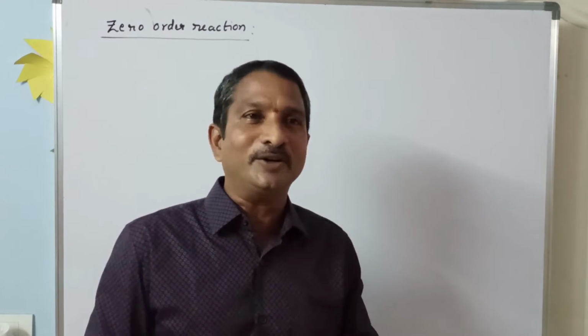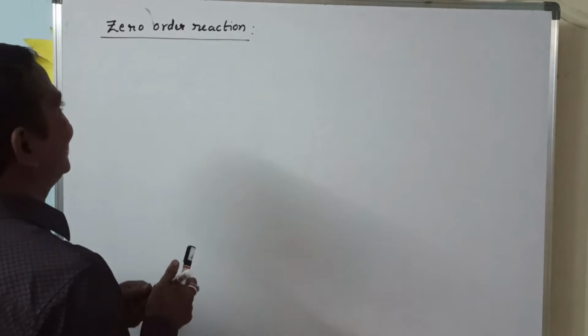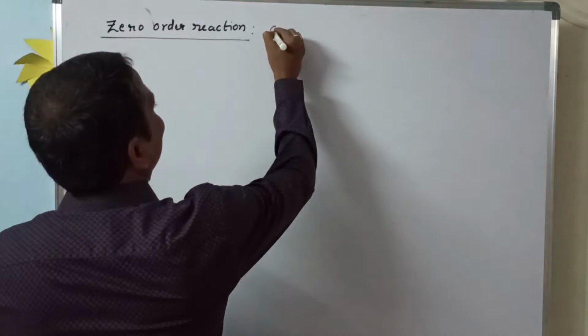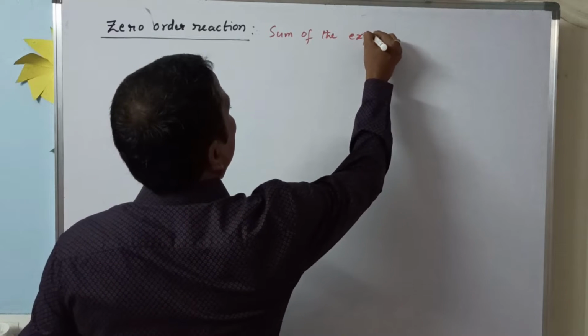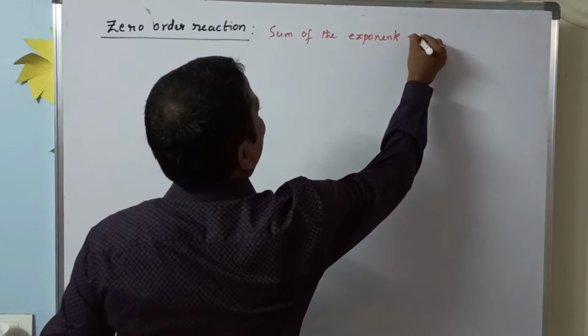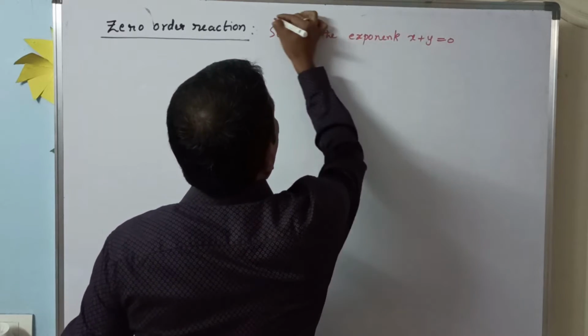x plus y must be zero. Zero order is nothing but the sum of the exponents, x plus y, must be 0. Clear all of you?